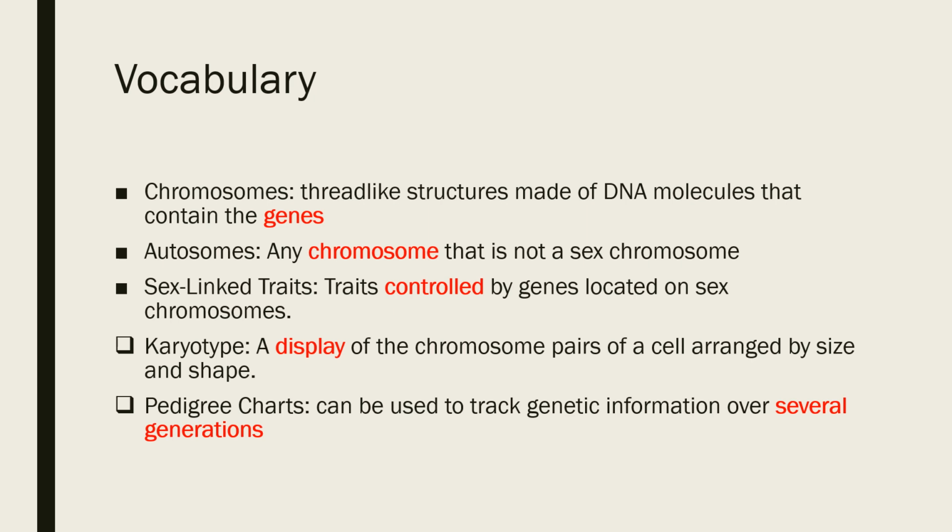Karyotypes are a display of the chromosome pairs of a cell arranged by size and shape. So a karyotype just shows us what chromosomes look like in an organism, and pedigree charts can be used to track genetic information over several generations. So it's kind of like a family tree of how genes have been passed down, and we can predict how they will be based on our ancestors. Today we're talking about both karyotypes and pedigree charts, but this basic vocab is what we need to know moving forward, so that karyotypes and pedigree charts make sense.